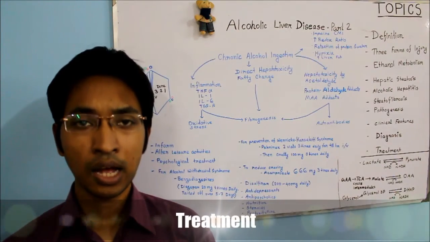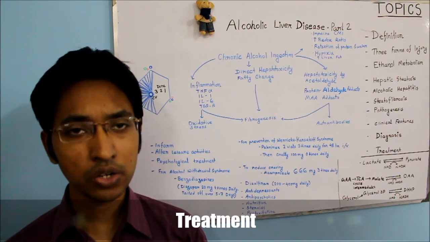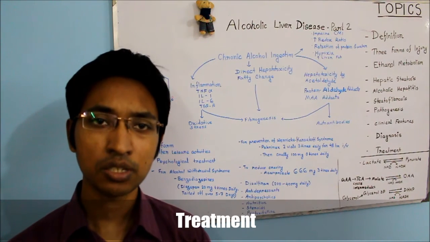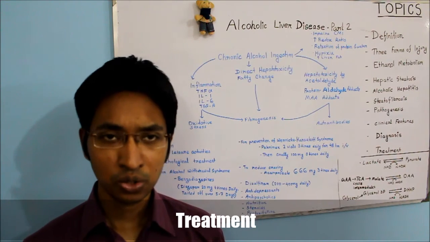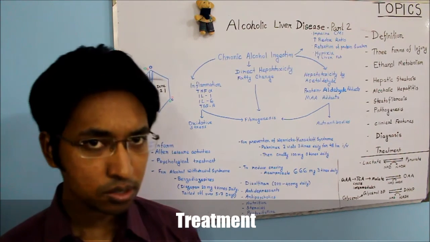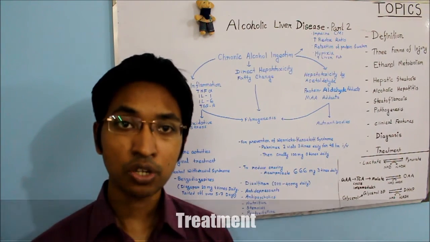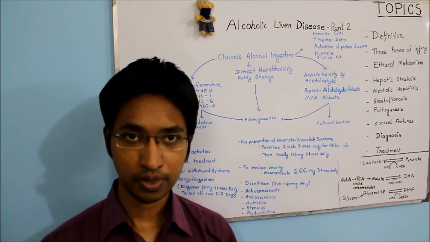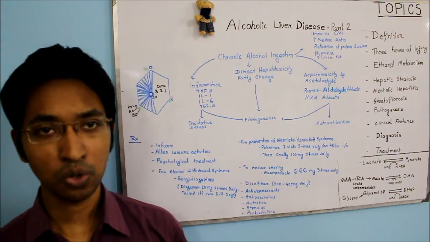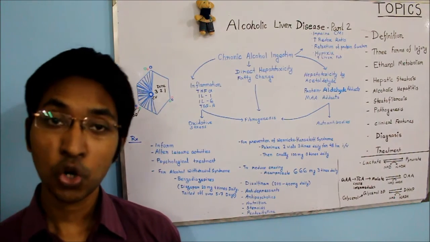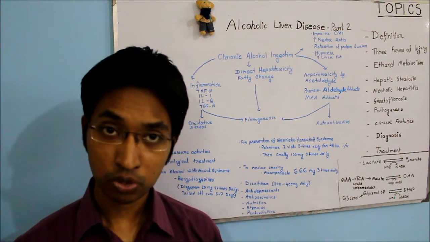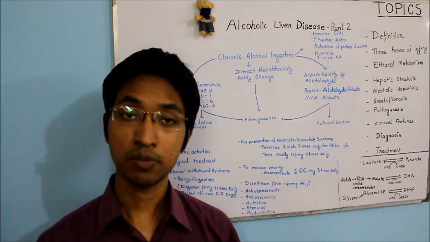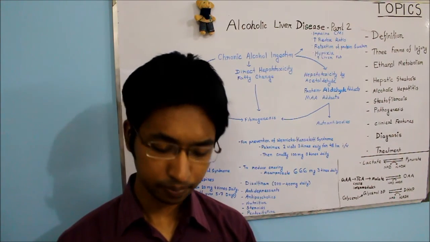Now, since alcoholic liver disease occurs due to excessive consumption of alcohol, the first treatment is obvious, that is, cessation of alcohol intake. Abstinence from alcohol consumption will not only improve the health condition of the patient, but it will also prolong the life expectancy in the long run.